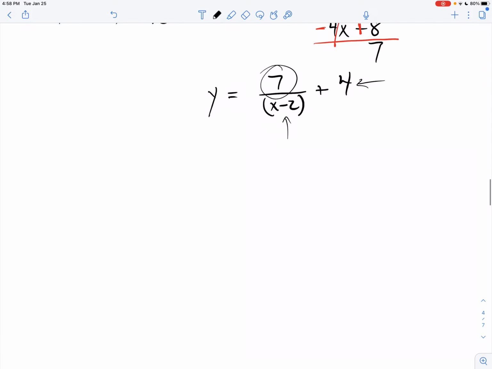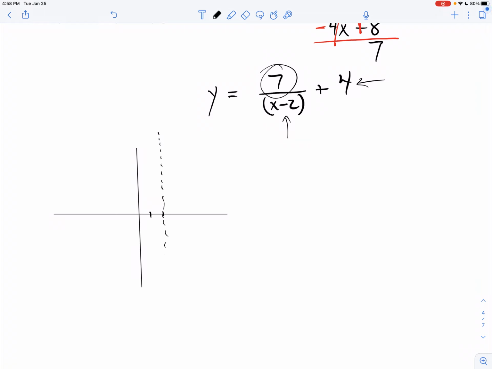It's not negative. But if I wanted to tell you the domain and range, which, by the way, on the test, I would ask you, hey, could you tell me the domain and range of this function now that you've converted it? Hopefully you would say, sure. I'm going to go 2 units to the right. I'm going to go up 4 units. And then I say, well, that number is a 7.